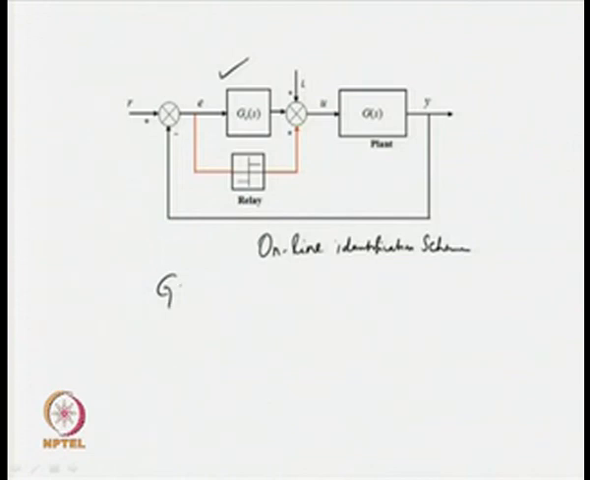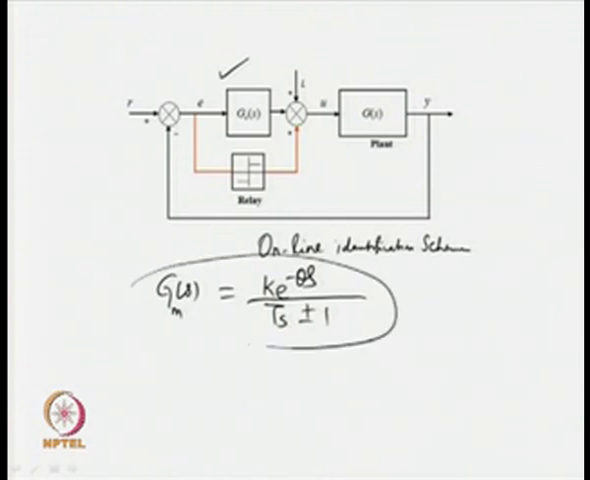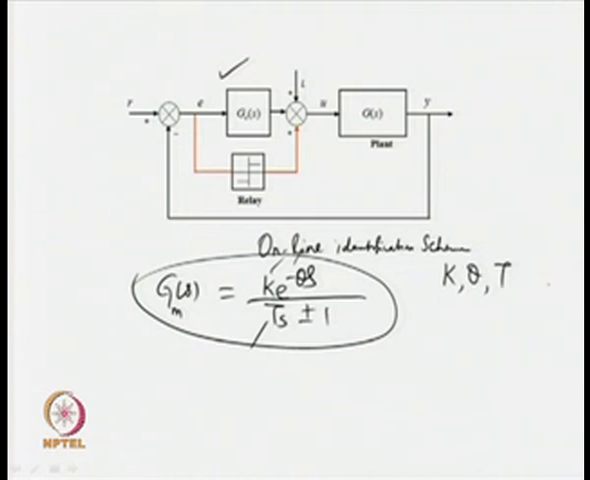So, the plant transfer function model G(s) I would write now is given by K e to the power minus theta s divided by (T s plus 1). So, this transfer function model has three unknowns: K, theta and T. Now, if I go for offline identification without using a controller in the loop during the relay test, then I will get certain values of K, theta and T. Whereas, when I go for online identification, I will get improved values of K, theta and T.